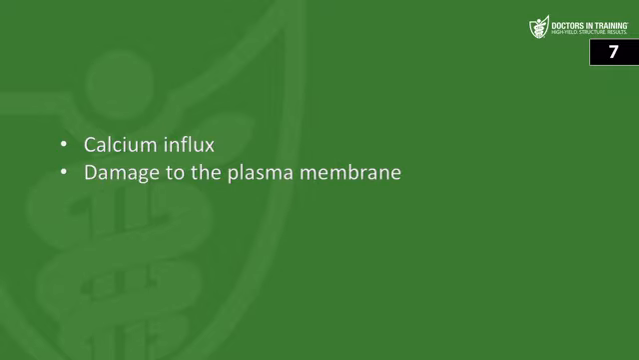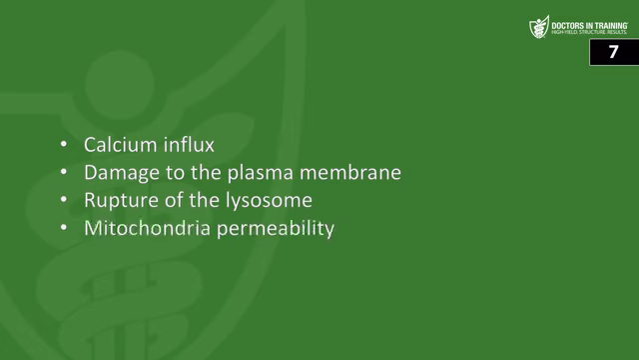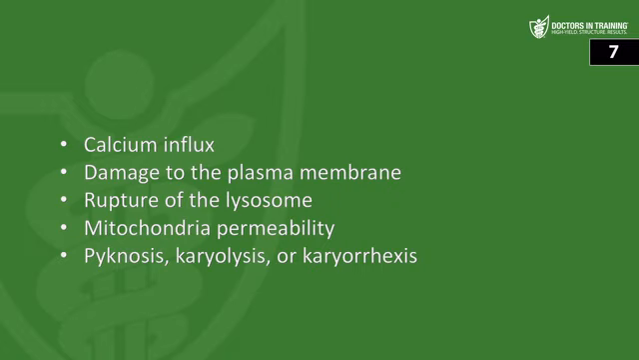Next, what highly damaging events can cause irreversible cell injury? So think of things like big calcium influxes. Think of damage to the plasma membrane. Think of rupture of the lysosome, mitochondrial permeability, pycnosis, karyolysis, karyorrhexis of the nucleus, so any type of damage to the nucleus itself.